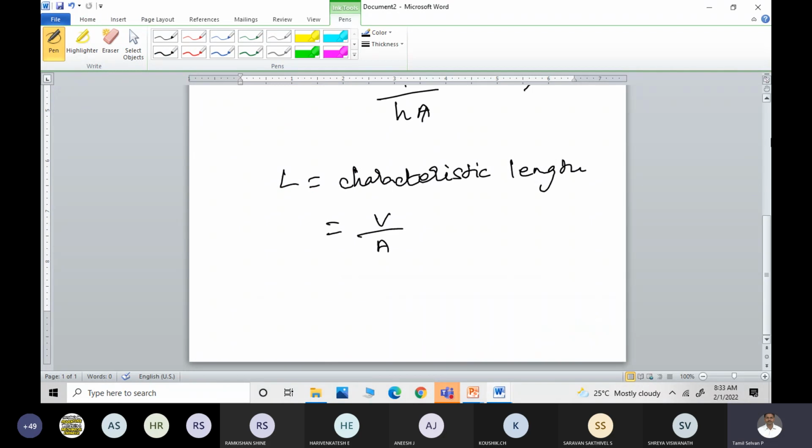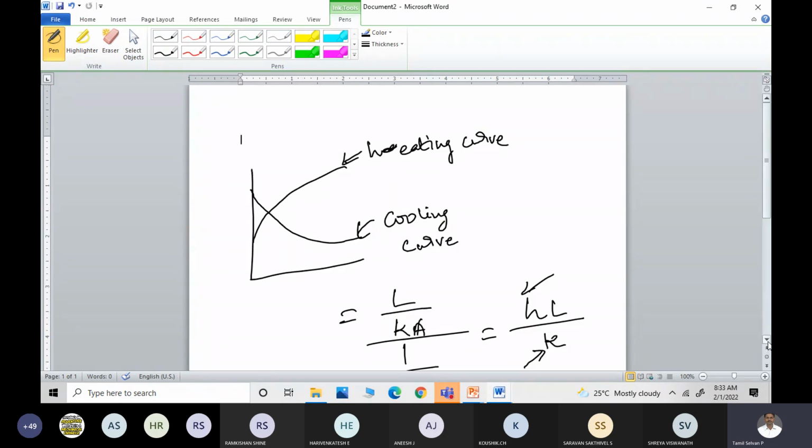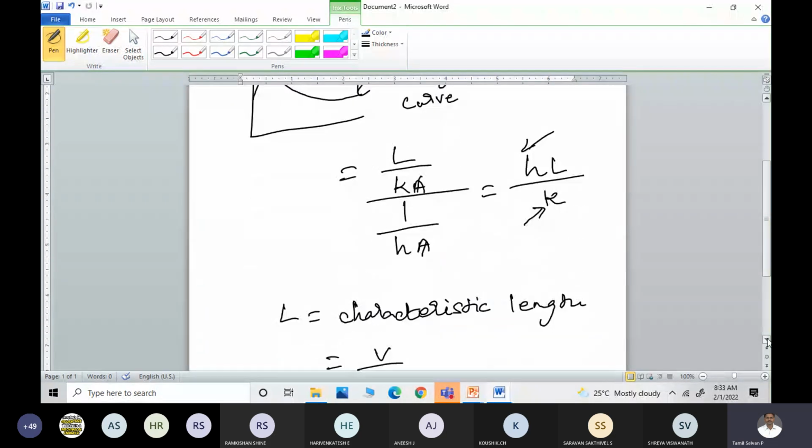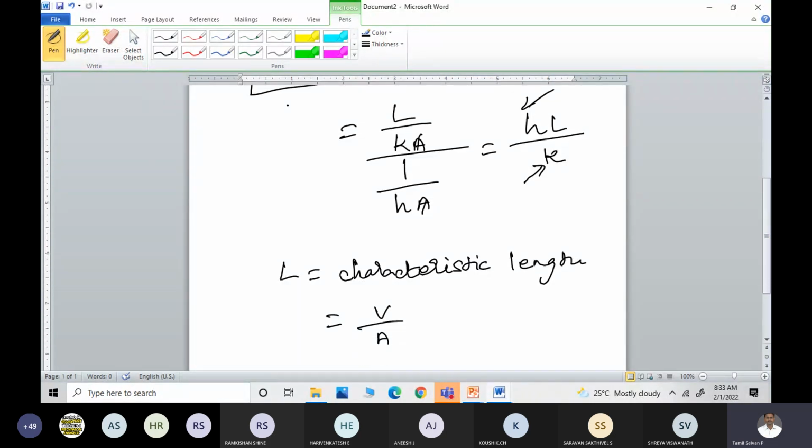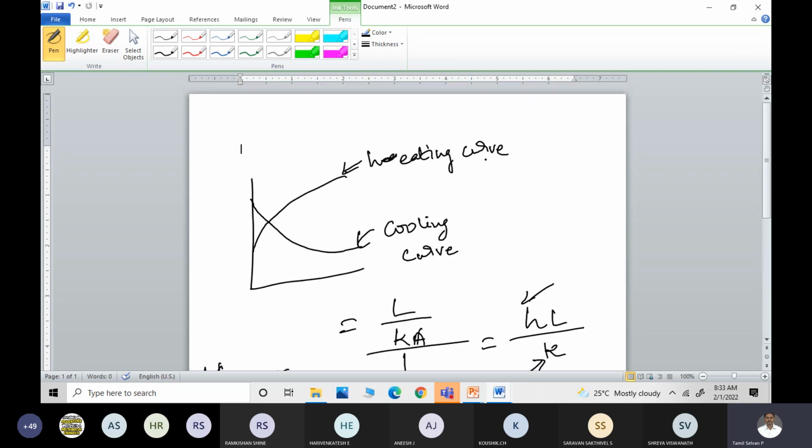So hL by k, how did you get that Biot number, a dimensionless number? When you apply the units, you will see. L will be in meter, h will be in watt per meter squared Kelvin, and k will be in watt per meter Kelvin. So watt per meter squared Kelvin times meter divided by watt per meter Kelvin. Kelvin gets cancelled, watt gets cancelled, and meter cancels, so you will have a dimensionless number. The dimensionless number is called the Biot number.